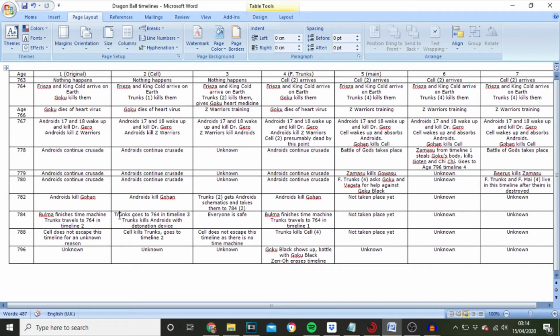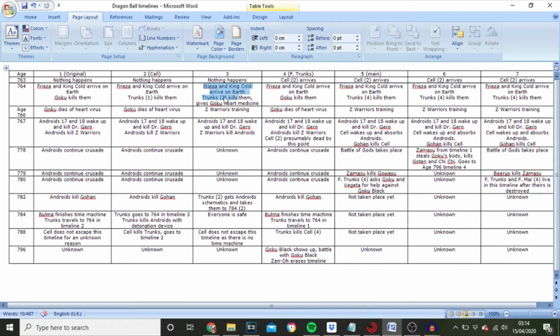I'm going to try and explain this the best I can. Trunks from timeline 2, the one who was born in this timeline, goes to age 764 in timeline 3. As he does, when all of his friends are dead, he will create another timeline to go back into the past. So it's safe to assume Trunks from this timeline heads to the past and creates a new timeline, timeline 3.